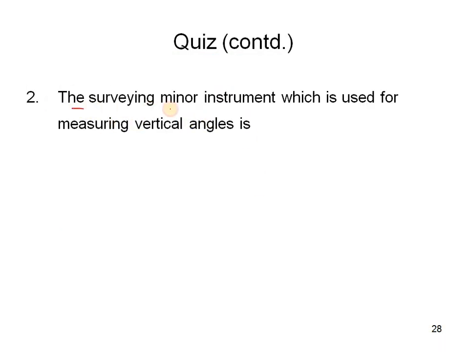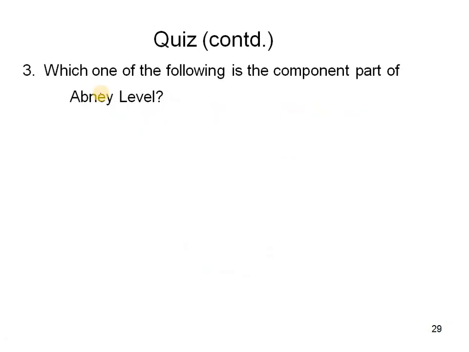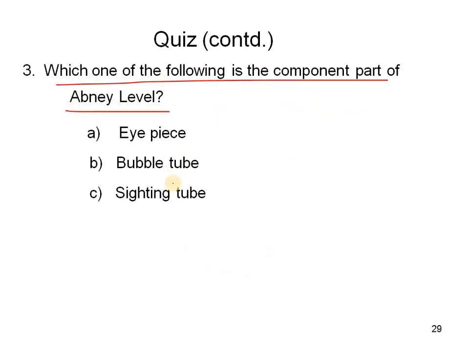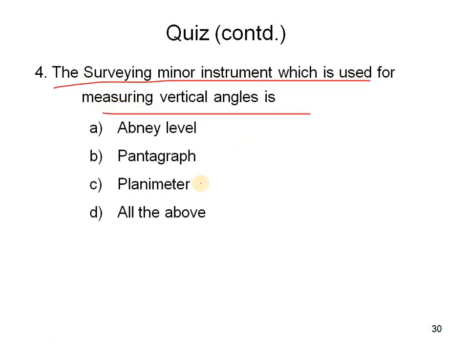Answer is B. The surveying minor instrument which is used for measuring vertical angles is the Abney level. Which one of the following is a component part of the Abney level? All the above: eyepiece, bubble tube, sighting tube. The surveying minor instrument which is used for measuring vertical angles is A, Abney level.